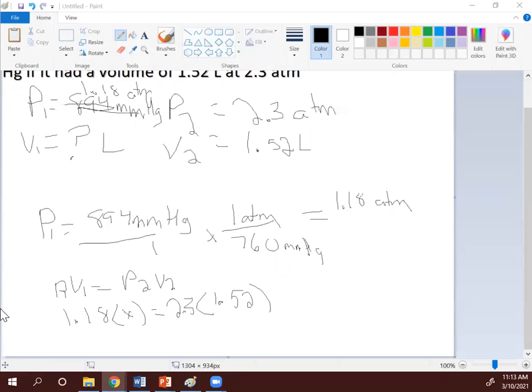Now my significant figure rules apply, don't I? I'm multiplying and dividing. When I'm multiplying and dividing, I care about the fewest number of significant figures. So what's the fewest number of significant figures I have in my problem? 2. 1.18 has 3, 2.3 has 2, 1.52 has 3. So my answer needs to have 2. And what do you get? 3.0. 3.0 what? What are the units of this? Liters, because that's what I ended in there. Okay? 3.0 liters.